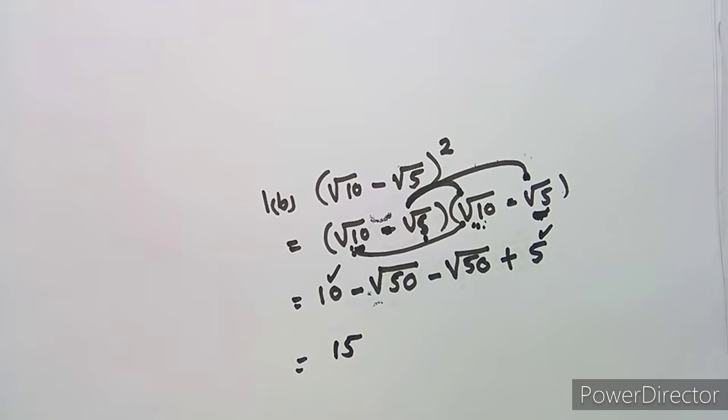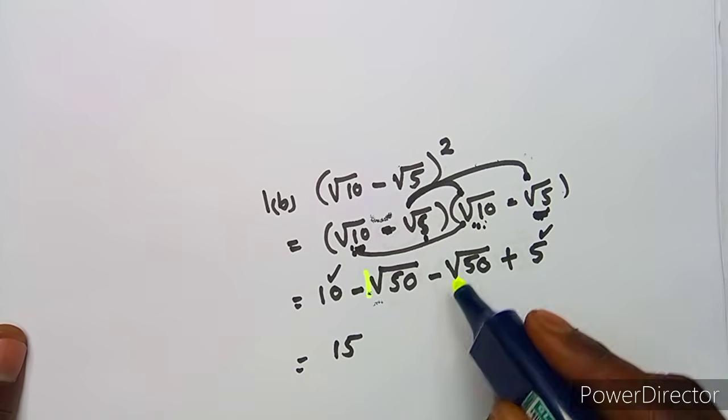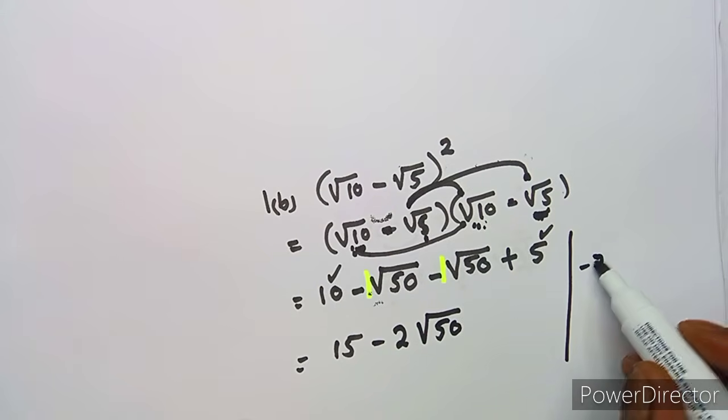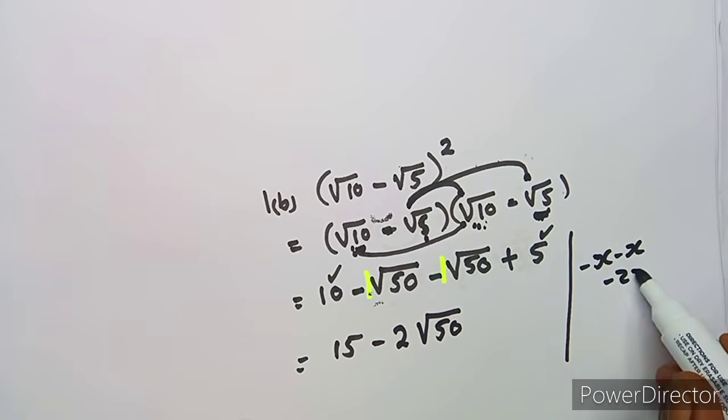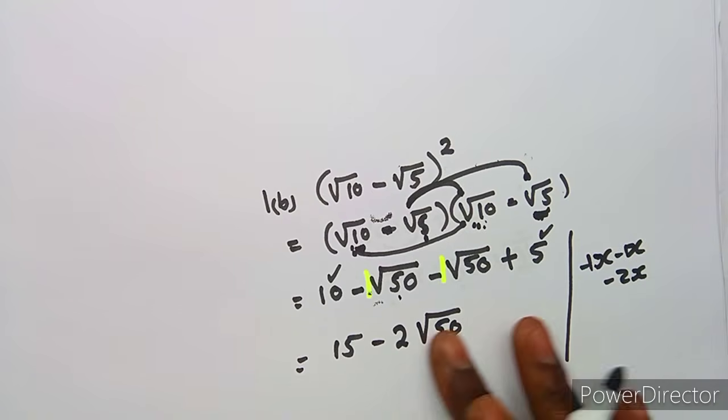If you add, then here it's like you are adding. Take note, what you are simply having is the same as minus 1 square root of 50 minus 1 square root of 50. That is what it actually means. So it's minus 1 minus 1, which is minus 2 square root of 50, just like minus x is minus 2x, just like minus 1x minus 1x. So it's the same. This square root of 50, you treat it as x. Now you are having this answer here.